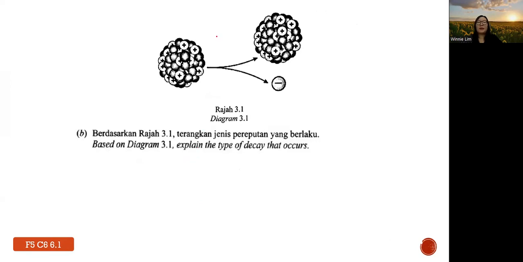So what type of decay occurs? For your understanding, we have 3 types of decay: alpha decay, beta decay, and also gamma decay. So we will look at the radiation that is being emitted. This is actually beta particles, so that's why this is called beta decay.